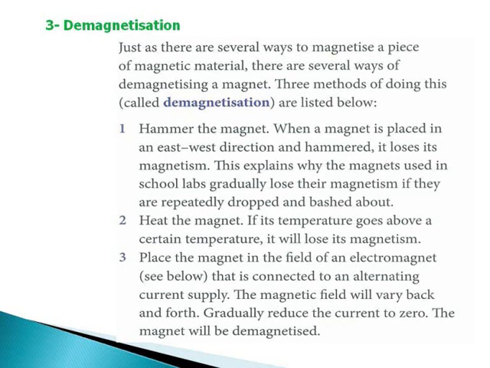We lose all magnetization. Number 3, place the magnet in the field of an electromagnet. See below, we will see it in the figure. This is connected to an alternating current supply, so it's connected to an AC supply. The magnetic field will vary back and forth, back and forth, and then the magnet will lose its magnetization.